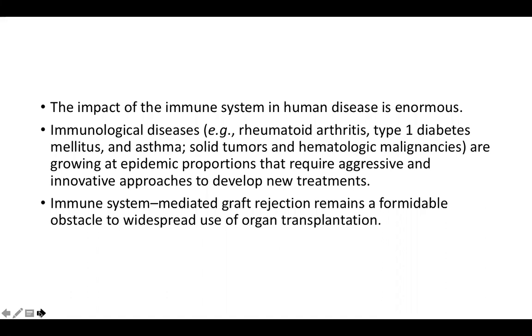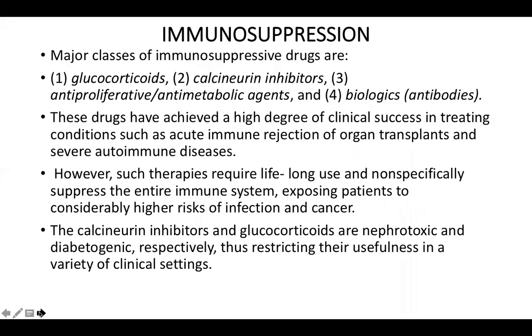Now, immune system mediated graft rejection remains a big challenge, because when you do an organ transplant, like for example kidney transplant, heart transplant, liver transplant, so many transplants happen these days. Then what is done is the immune system is totally suppressed till the tissue is adapted to the person. Once it's adapted, then slowly immunity is increased. And that is where immunomodulation becomes very important. You have to externally modulate the immunity.